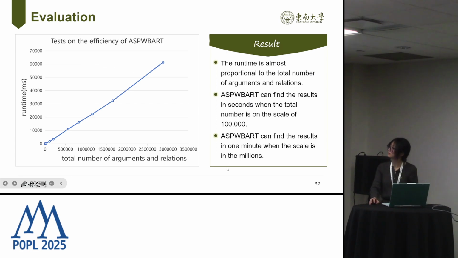Here's the result. The result shows that the runtime is almost proportional to the total number of arguments and relations. The reasoning tool can find the results in seconds when the total number is on the scale of 100,000. And the tool can find the results in 1 minute when the scale is in the millions. But when the scale reaches higher, the reasoning tool needs a long time to solve the problem. It can be seen that ASPWBART can reach high solving efficiency under a certain problem scale.